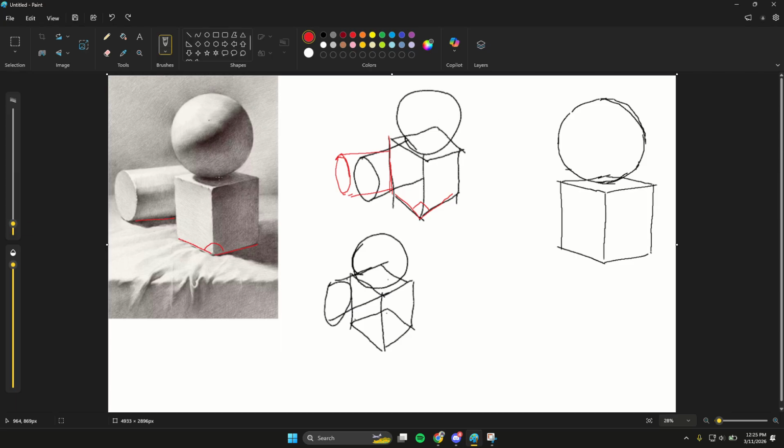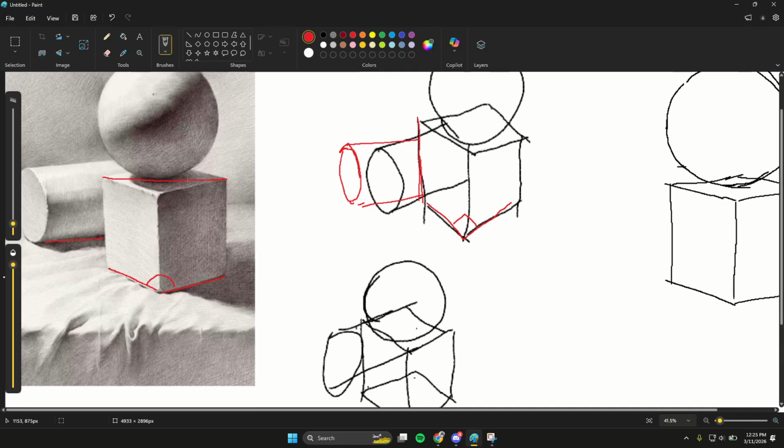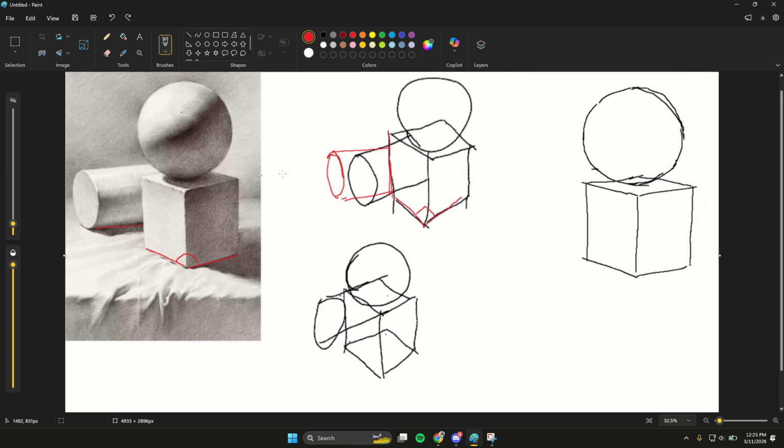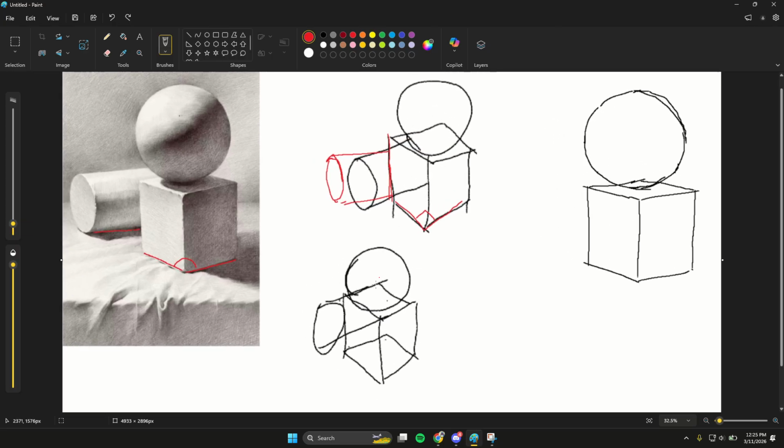So the location of the circle: if we draw a line connecting the top corners of this cube, the circle lies in the middle, right there. Whereas if we look here, your circle is way too low. These are just random things that I'm looking at.